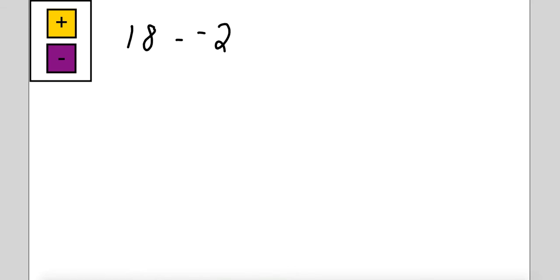We're going to go through another example here. So again, we have 18 minus negative 2. So if you'd like, you can pause the video and try this on your own. I'll give you about 10 seconds to try this. You're going to turn this into an equivalent addition expression.